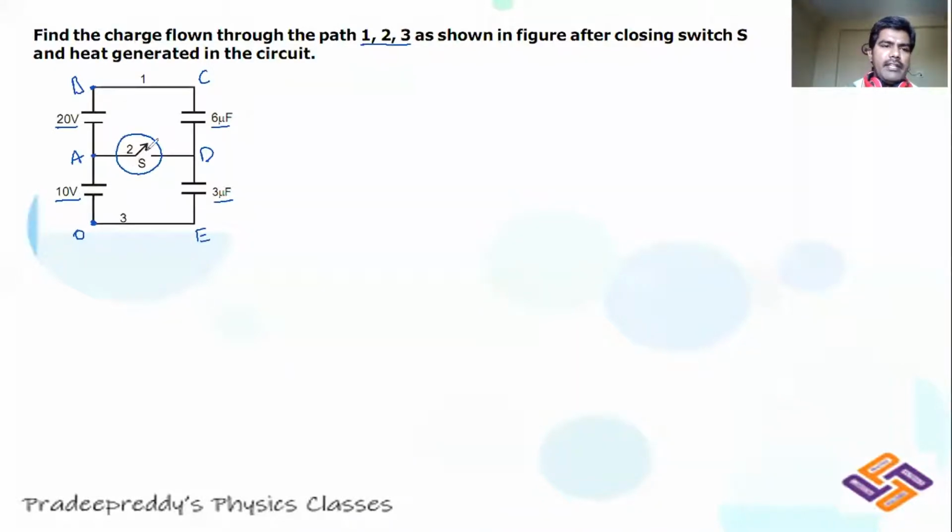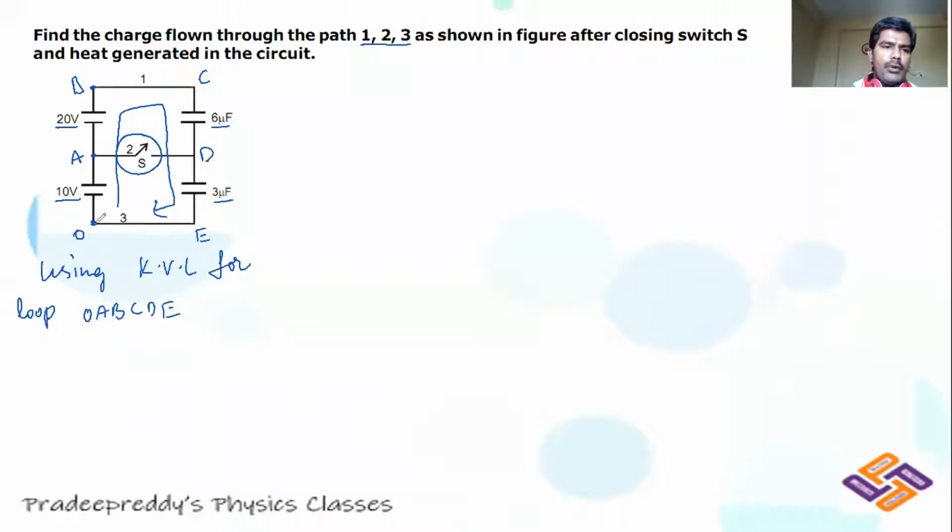Now, initially when the switch is open, this becomes one closed loop. Check it up. It is one closed loop. So I will now use KVL for this closed loop. So using KVL for loop O, A, B, C, D, E. Starting from point O, I am going like this. Check it up. This is the direction of path which you are using when you are writing KVL.